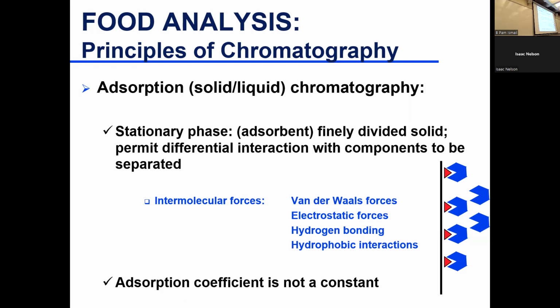You get very poor resolution, messed up chromatography, because you don't have a constant adsorption coefficient. Because there is a limit, there is a capacity. I'm going to talk about capacity later. You do not want to exceed the capacity of your column. Okay, so that's something for you to remember as well.